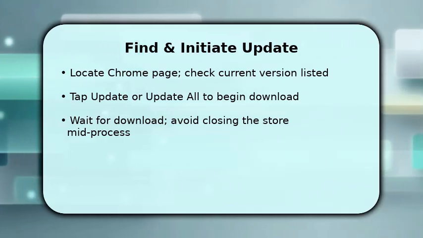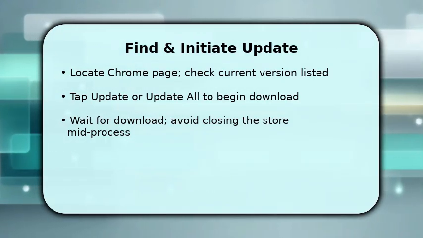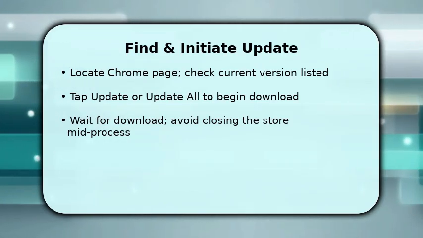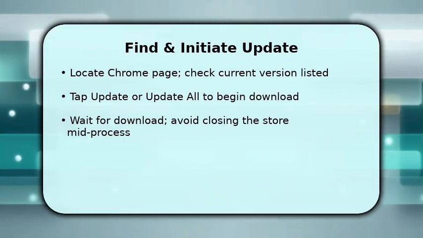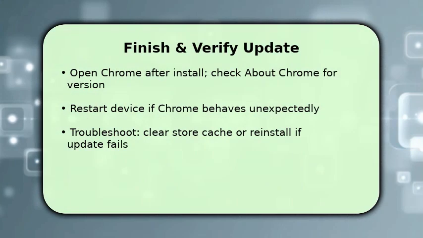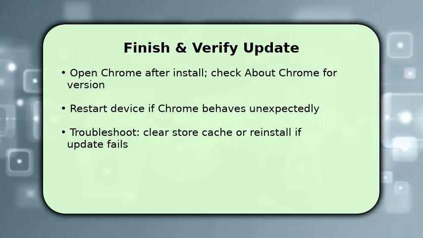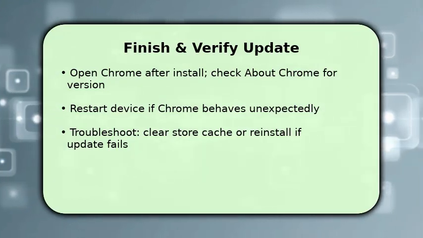While the download happens, make sure the screen doesn't trigger battery saver modes that pause background activity, and keep the device awake until installation starts, because interrupting the process can leave the app in a partial state. Once installation completes, open Chrome and go to Settings, About Chrome, to verify the new version.